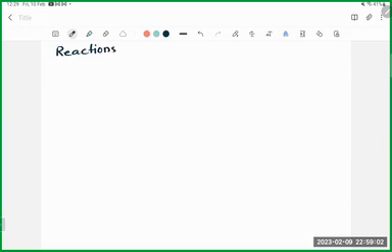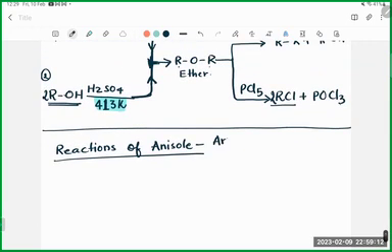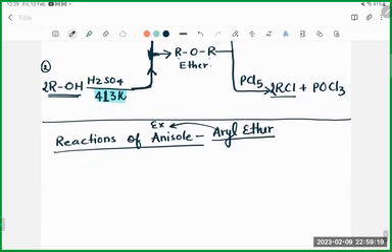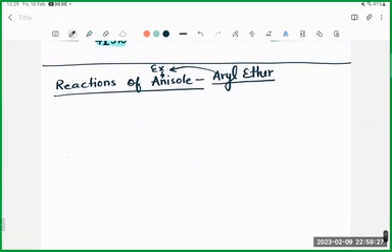So now the reactions of aryl ether. Let me take an example. Aryl ether, anisole. This is all I spoke to you about the aliphatic ethers. Now for aryl ether I would take anisole as the example and show the electrophilic substitution reactions, right? Yes, ma'am.